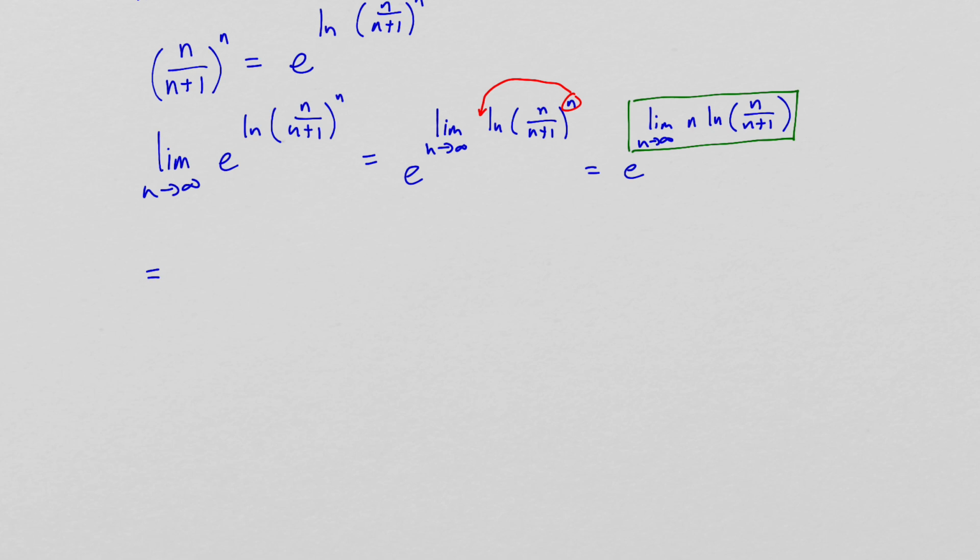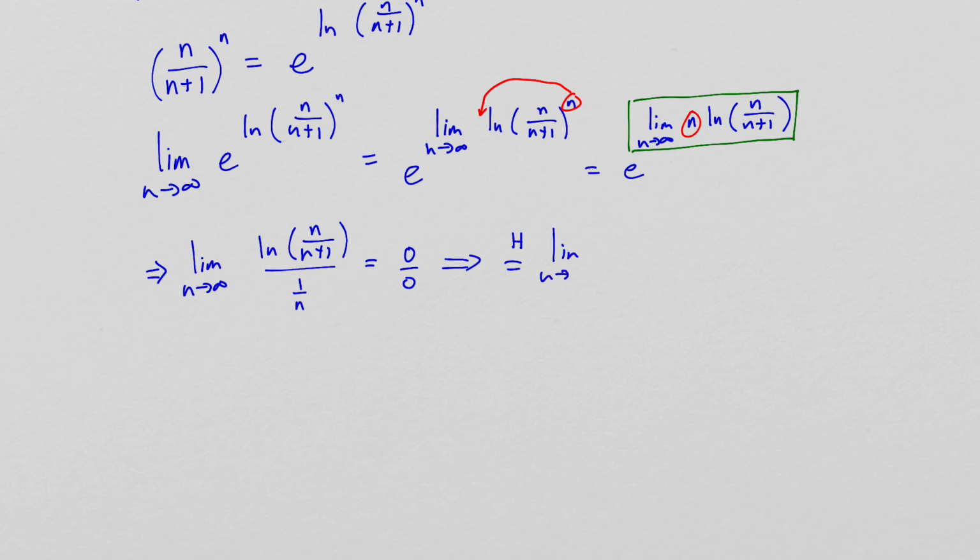And so what we have there is the limit as n goes to infinity of the natural log of n divided by n plus 1, and then this n in front we are going to put in the denominator as a 1 over n. And this limit is 0 divided by 0, which means now we can apply L'Hopital's rule.